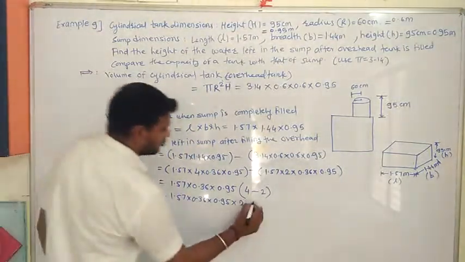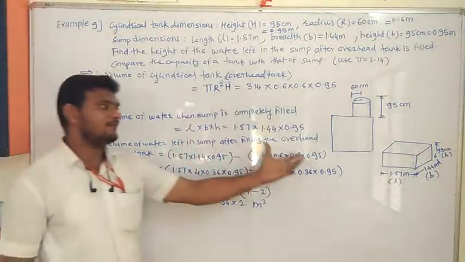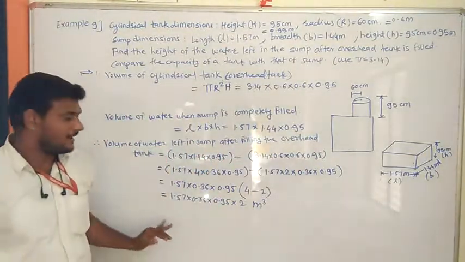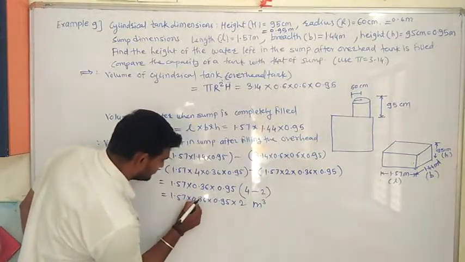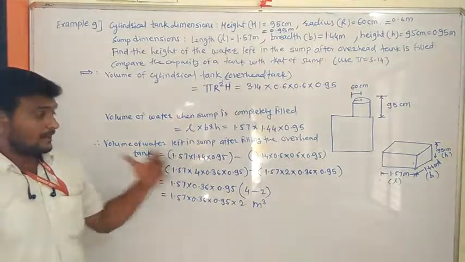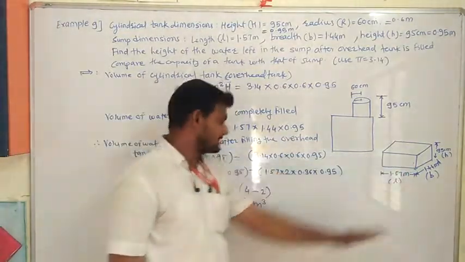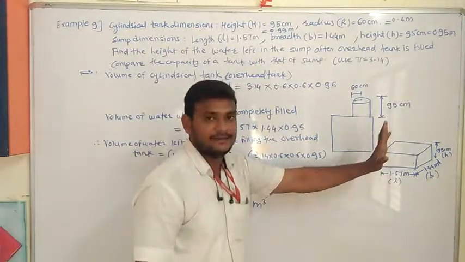This much meter cube of volume of water is left in the sump after the overhead tank is filled. Now we got this much amount of volume left. This is the point. Now we have to find the height of the water left. This much amount of water is left in the tank. Now we have to find the height.